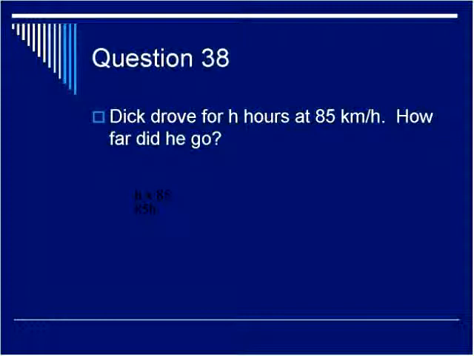Let me write that in there. Kilometers. Okay, so he went 85H kilometers. That's the number of kilometers that he went. Okay? Each hour he was going 85, so you just multiply that times the number of hours he went, and that will tell you how far he went. And that's the type of question you're going to see in this quiz and also in the textbook questions.